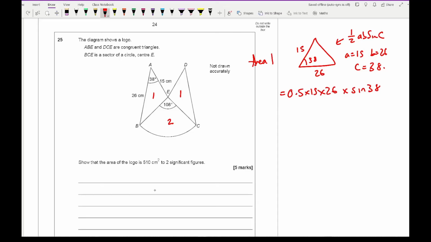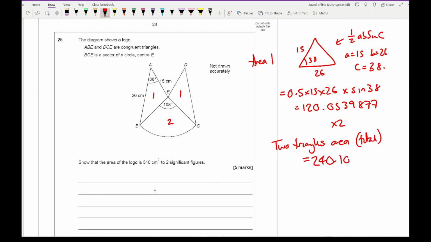I get an answer of 120.0539877. If I multiply that by 2, because I've got 2 of them, and just because it's on my calculator, the 2 triangles' total area is going to be equal to 240.10774.